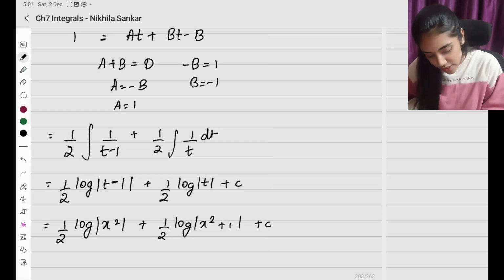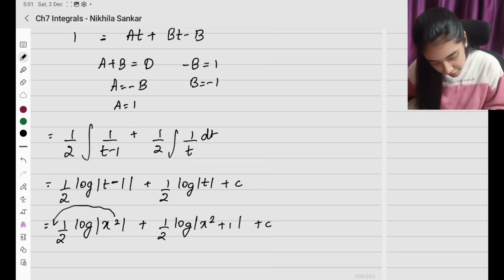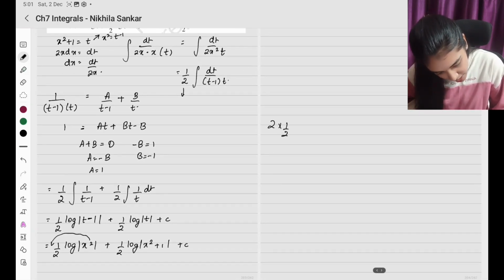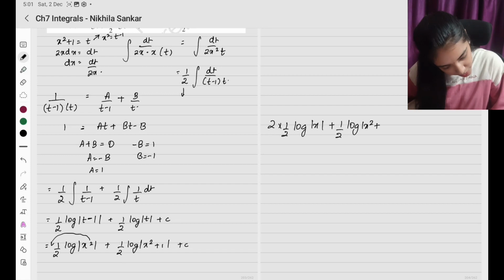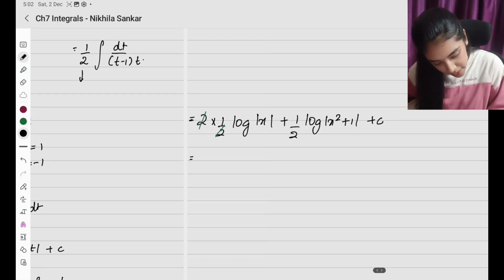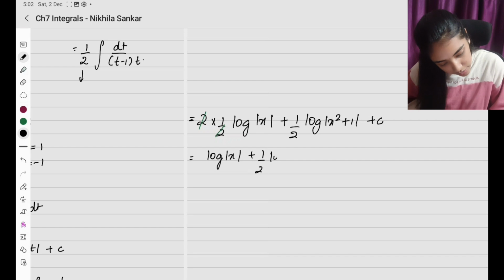So in that the 2 comes down, so it becomes 2 times half. So I'll write it here. So I have 2 times half log mod x plus half log mod x square plus 1 plus c. So I can cancel the 2 and the 2. So how does my final answer look like? It is going to be log mod x plus half log mod x square plus 1 plus c.